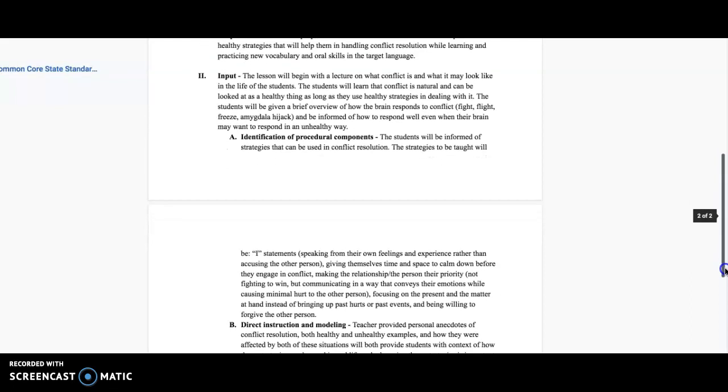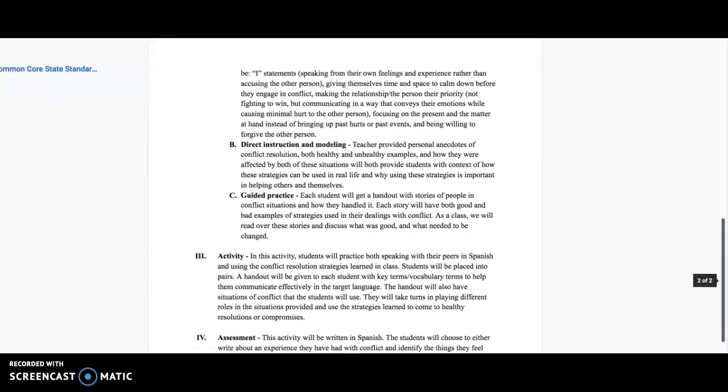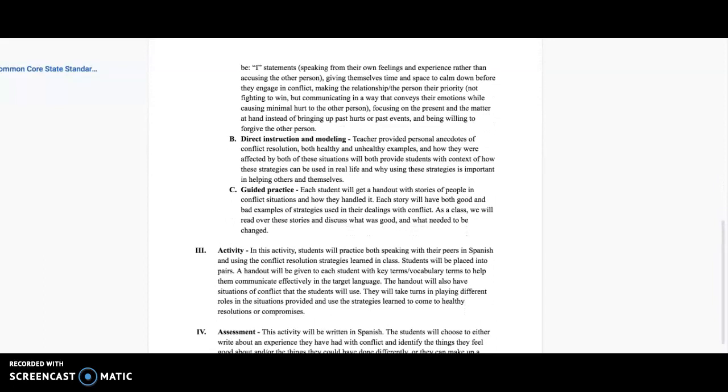So after we go over those strategies in dealing with conflict, I will go into some personal anecdotes of conflict resolution, both healthy and unhealthy, and I will describe how I was affected by both of these situations. And my hope in this is that they will see how these strategies can be used in real life and why using these strategies is important in helping others and themselves.